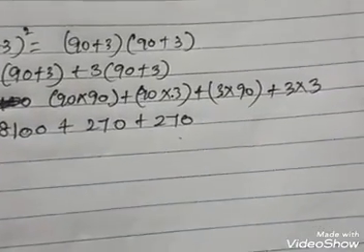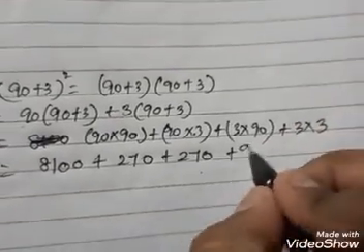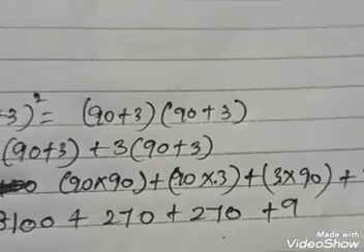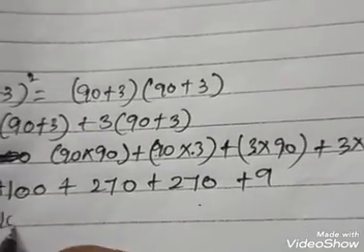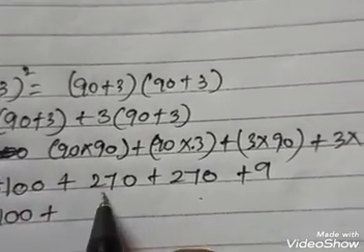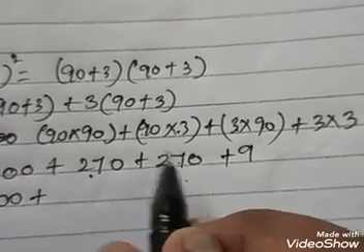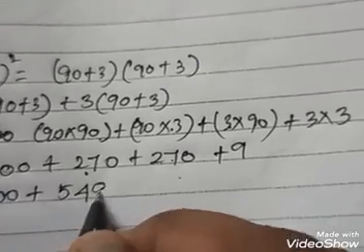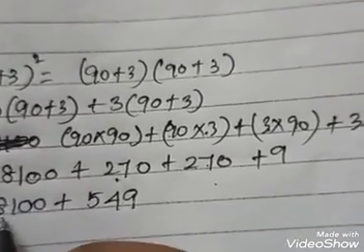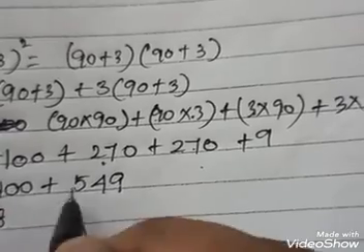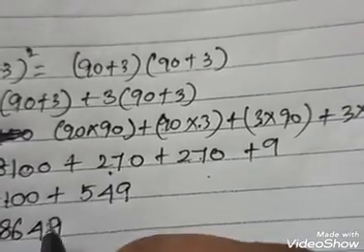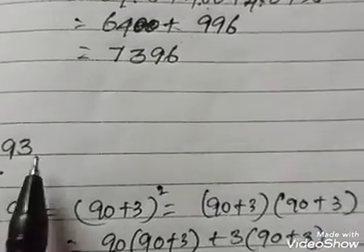This is the shortcut method. 3 3s are 9. So here first you keep this 8100 as it is. You have to add this 3. 270 plus 270 you get 540. So 549, if you add this, it should be 8649. This is the squaring value of 93.